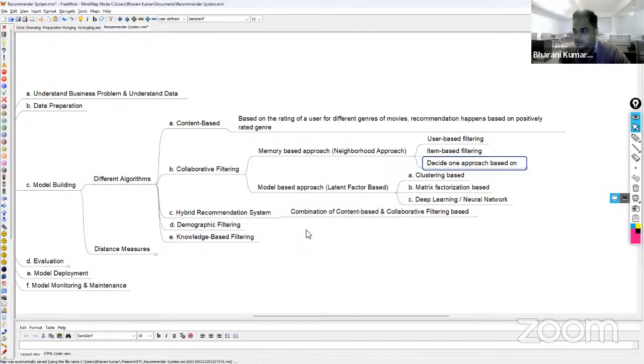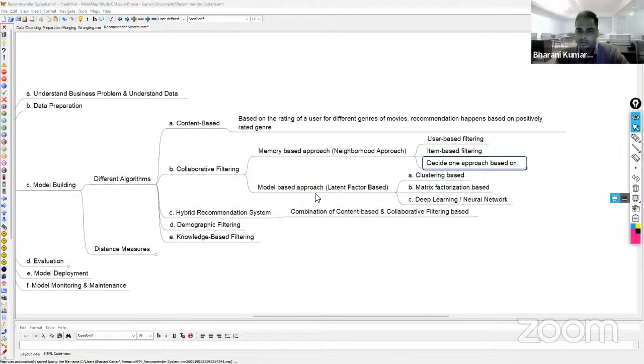factorization techniques, right? Like SVD or PCA, etc. Alongside that, what kind of algorithm you want to choose is also extremely important. Is it a content-based algorithm? Is it collaborative filtering? Is it a memory-based approach or a model-based approach? When it comes to memory-based, you have user-based and item-based filtering techniques.